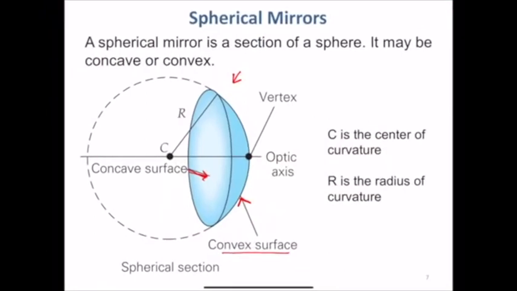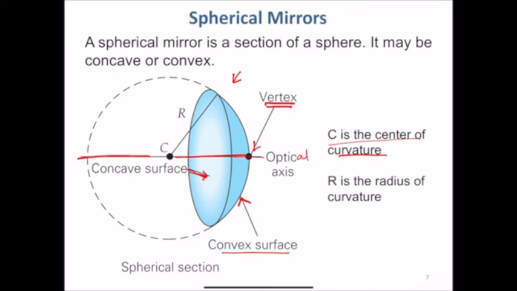All right. So there are some basic definitions here. Since the mirror is part of a sphere and the sphere has a center, the center of the sphere of which the mirror is a part is called the center of curvature of the mirror, right? So the point C over here. This line, which is the axis of the mirror, is called the optic axis. Sometimes it's also called the optical axis, same thing. The point where the optic axis intersects the mirror is called the vertex of the mirror, right? So you can see this point is the vertex of the mirror.